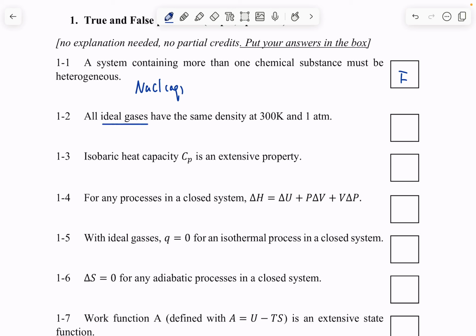All right, all ideal gases have the same density at 300 Kelvin and 1 atm. Now we have ideal gas, so that's PV equals nRT, and the density equals m over V, mass over volume. Now the mass equals the number of moles times the molecular weight. So different ideal gases will have different molecular weights. So this is false.